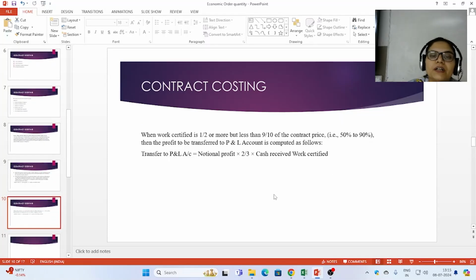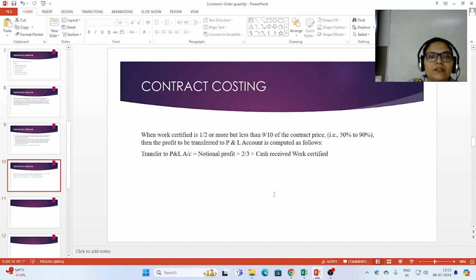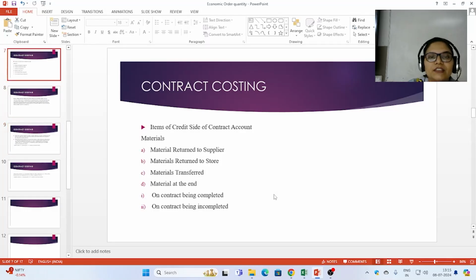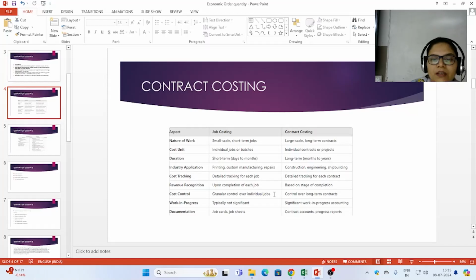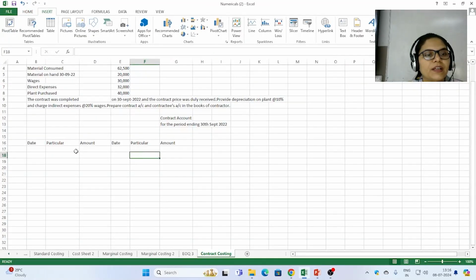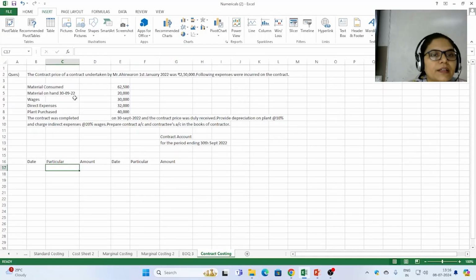Next is when work certified is half or more but less than 9 by 10 of the contract price, then transfer to P&L account is equal to notional profit into 2 by 3 into cash received upon work certified. So this was all theoretical aspects we covered regarding the contract costing. Now, what are numerical aspects? In this particular question, we have to first understand the treatment of material in contract costing. It is a very basic numerical.